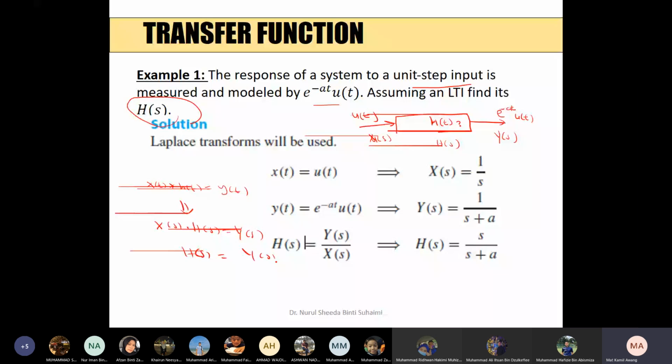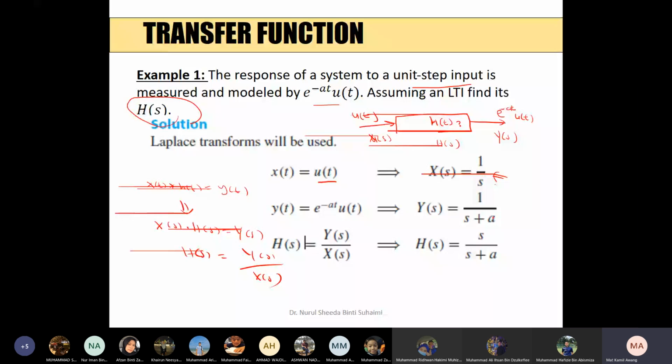So we have to find this Y of s and X of s in order to find the H of s. So what is X of s? X of s is actually the Laplace transform of x of t. The Laplace transform of the unit step function is 1 over s. This you get from the table, right? 1 over s, X of s.